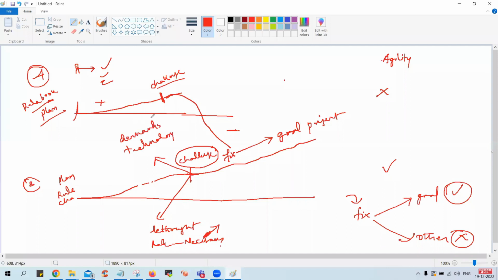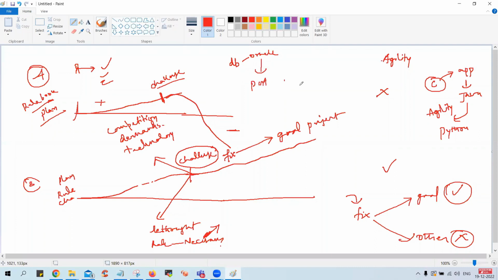For example, just the best example, one more I'll give. There are some companies, guys, who developed a lot of applications based on Java. Today, they are thinking about moving to Python. This is an example of agility only. Some companies developed on a database, say they started using Oracle, and they are thinking about moving to Postgres. Come on, you got it? So this is also a principle of agility only.